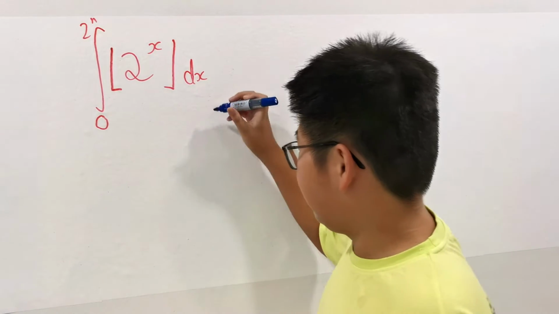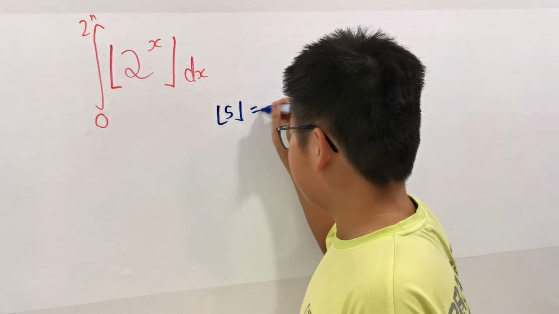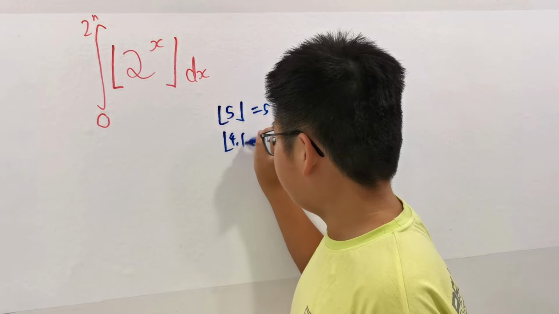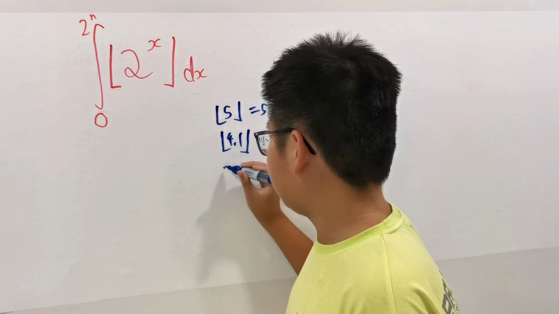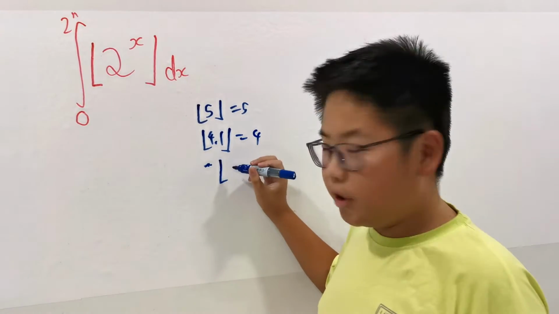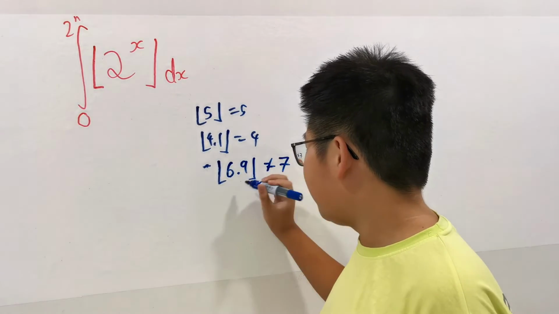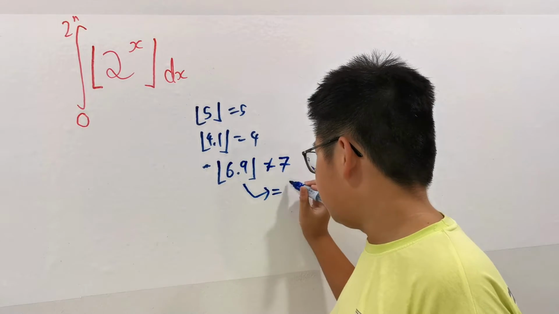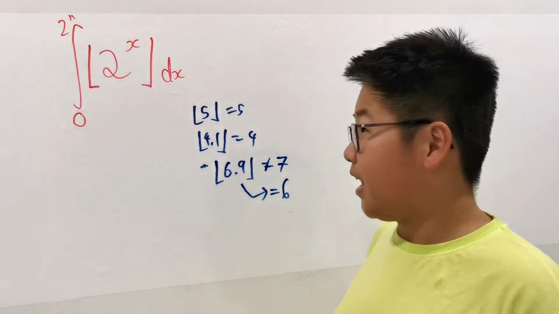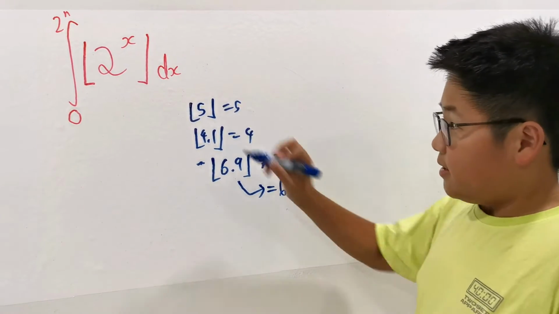x. So let's try. Floor 5 is obviously 5. Floor 4.1 equals 4. Don't confuse it with rounding up. Floor of 6.9 is not 7, but floor 6.9 equals 6. I hope you learned about the floor function.